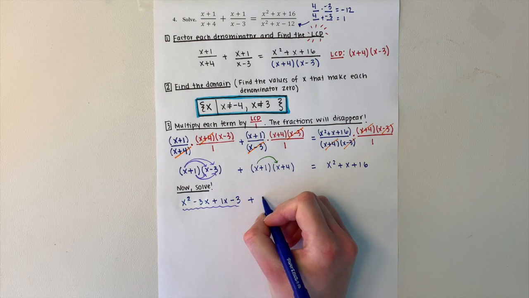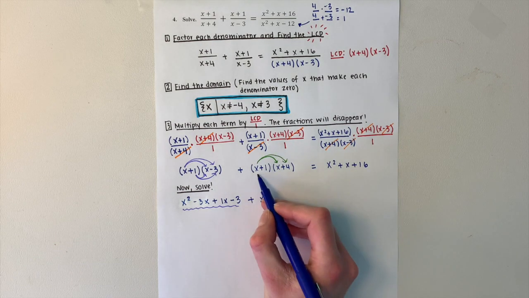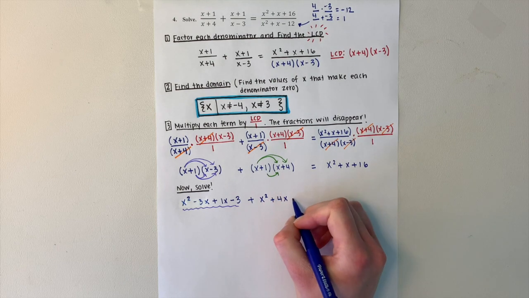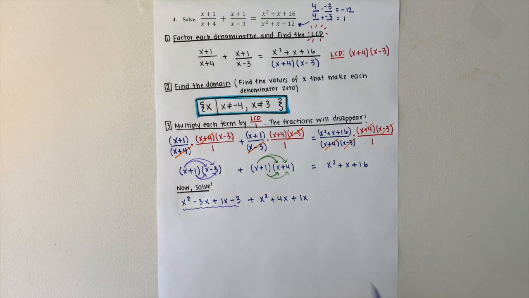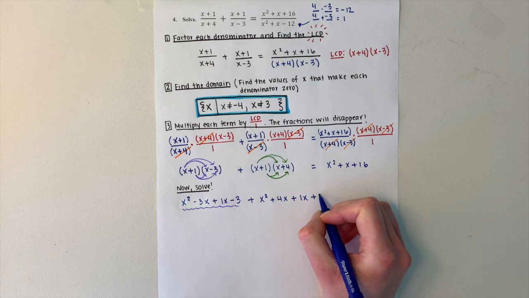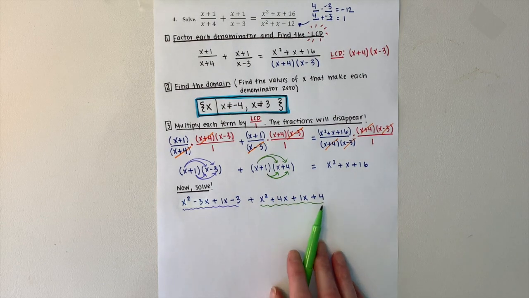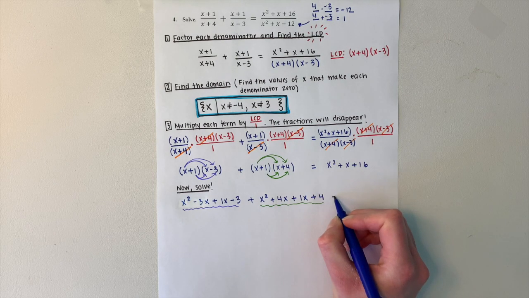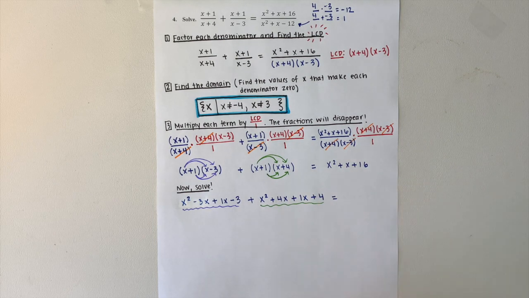X times x will give us x squared. X times 4 will give us a positive 4x. 1 times x will give us a positive 1x, and 1 times 4 will give us a positive 4. So here we FOILed this expression. And for now, let's just bring down this equal sign and this expression here. Now, we want to get this in standard form.